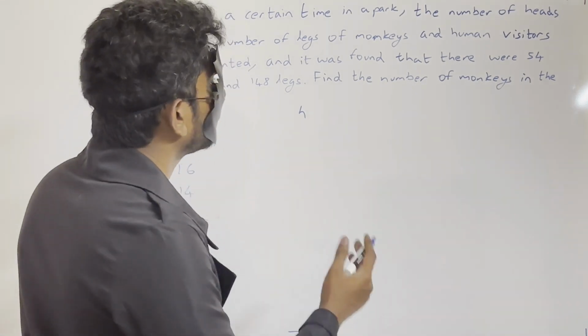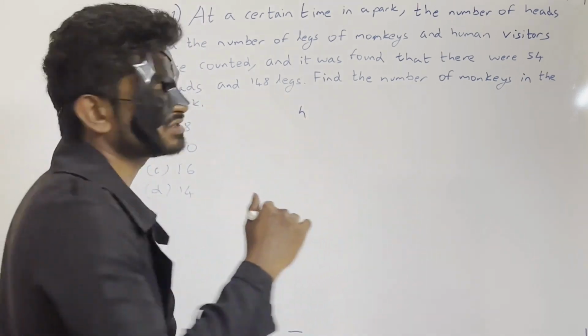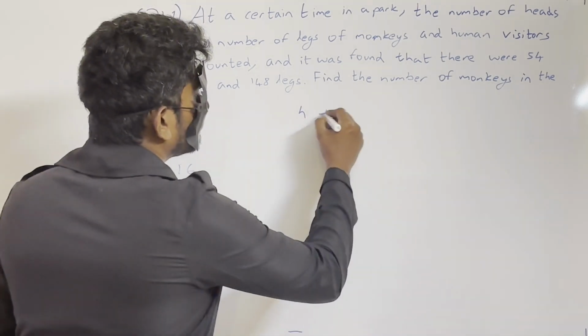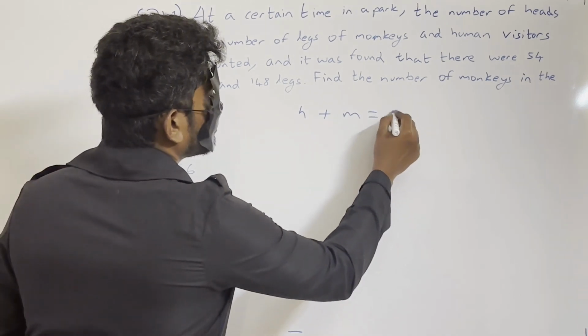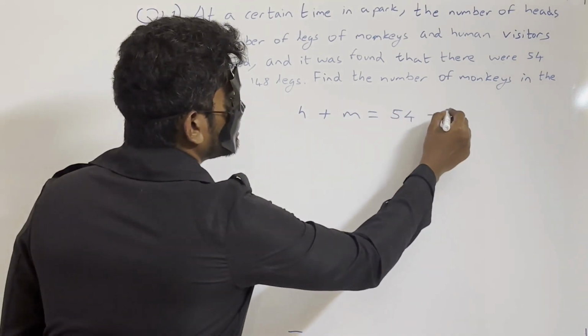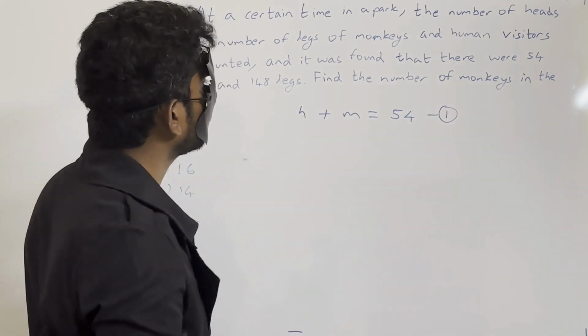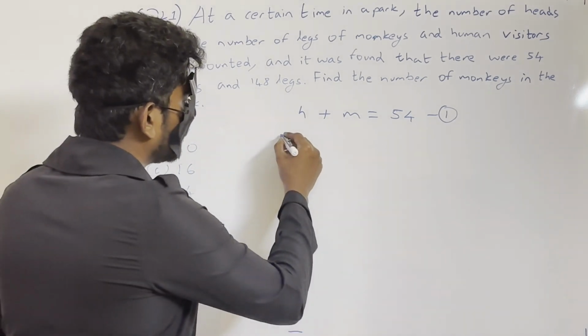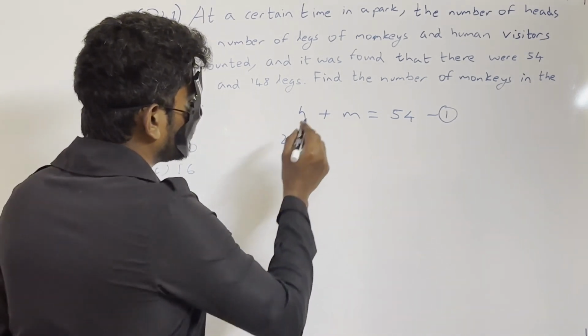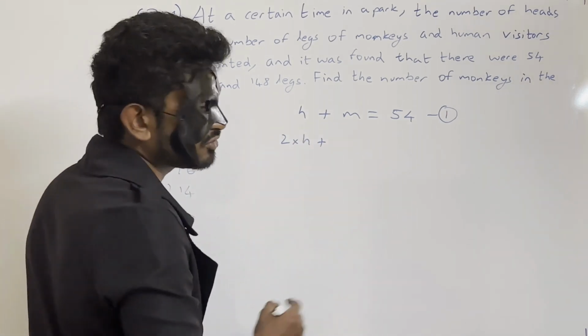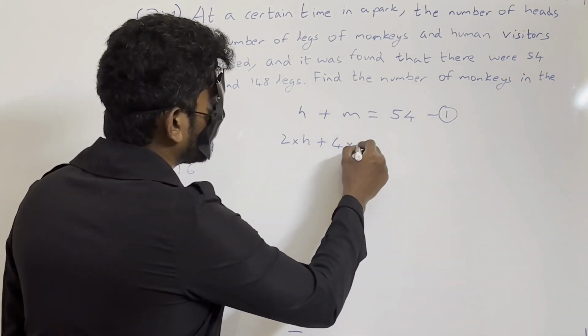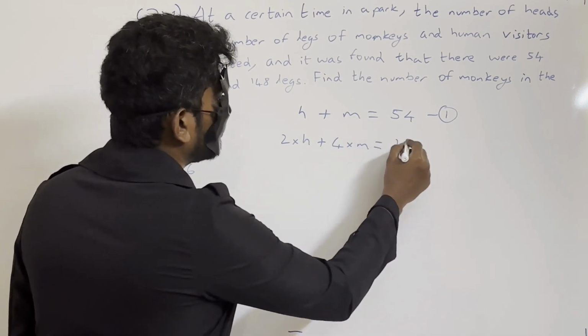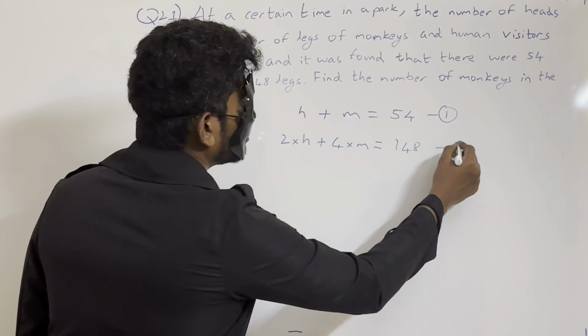So let's take the number of humans to be h and the number of monkeys to be m. It is given that the total number of heads is 54. So h plus m is equal to 54. Let us take this to be equation number 1. Now the number of legs is 148. So human beings have 2 legs, right? So 2 into the number of human beings plus monkeys have 4 legs, right? So 4 into the number of monkeys is equal to 148. This is equation number 2.